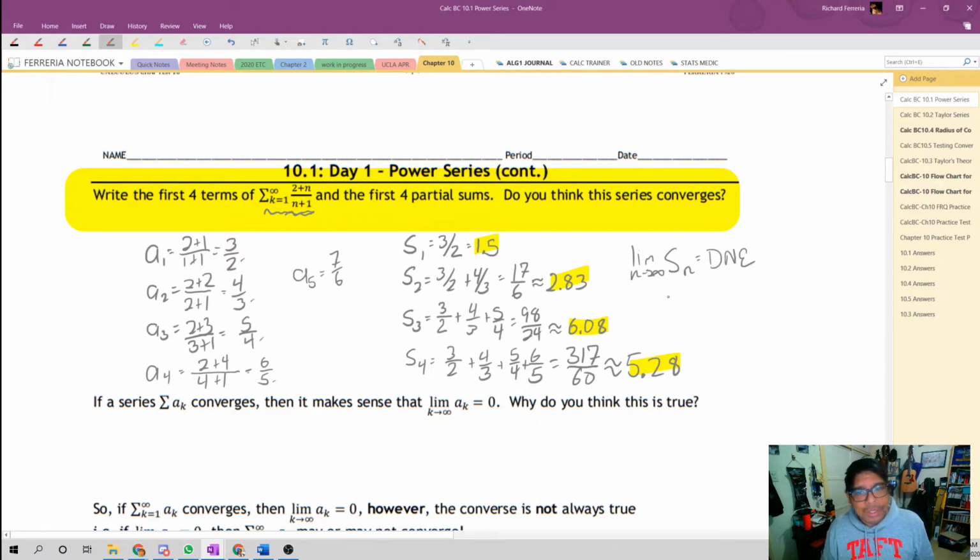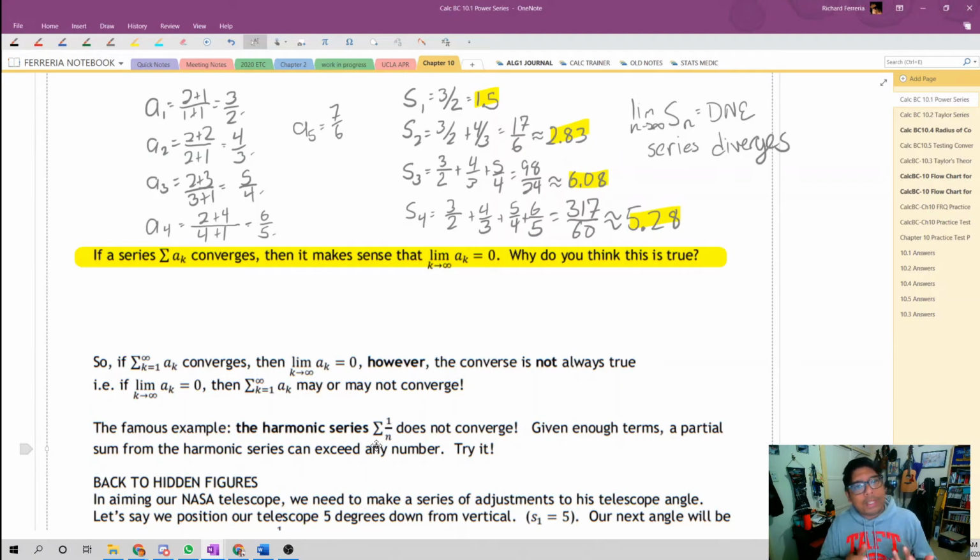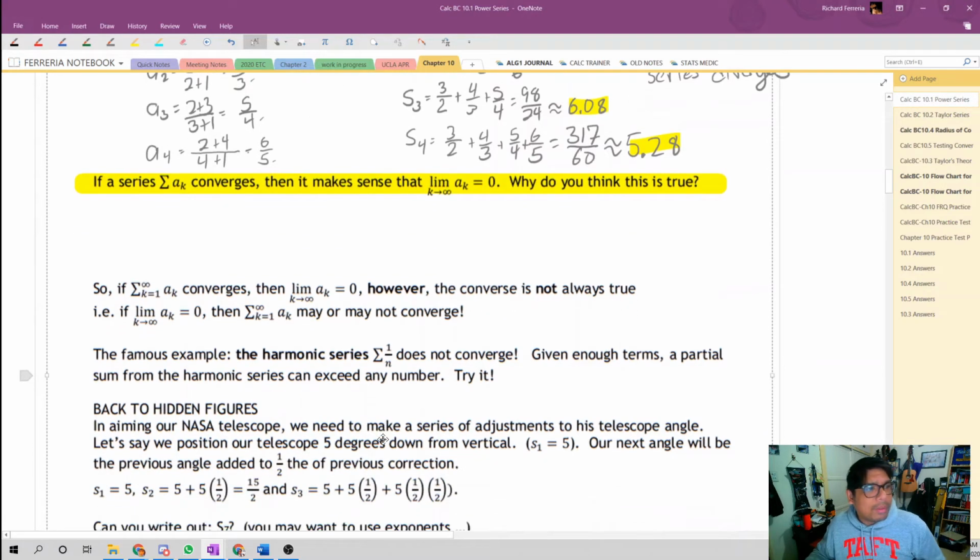So this series doesn't converge, which is a great way of saying that the series diverges. So the next part, and this is kind of major for us, is that if the series is going to converge, then each of the individual terms needs to trend toward 0. And why do we think that's true?